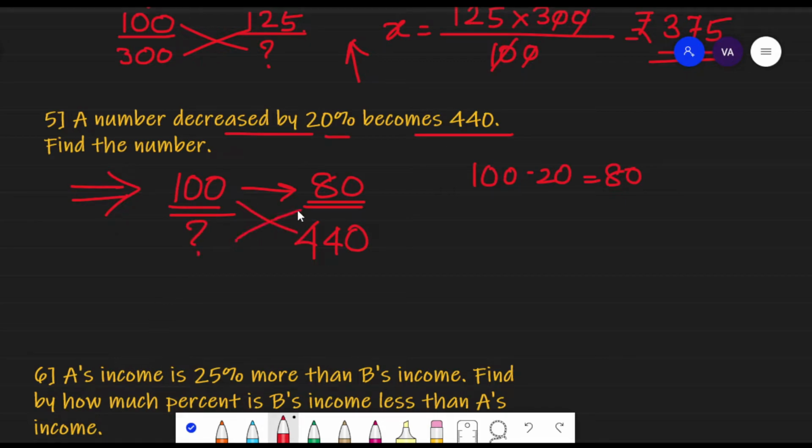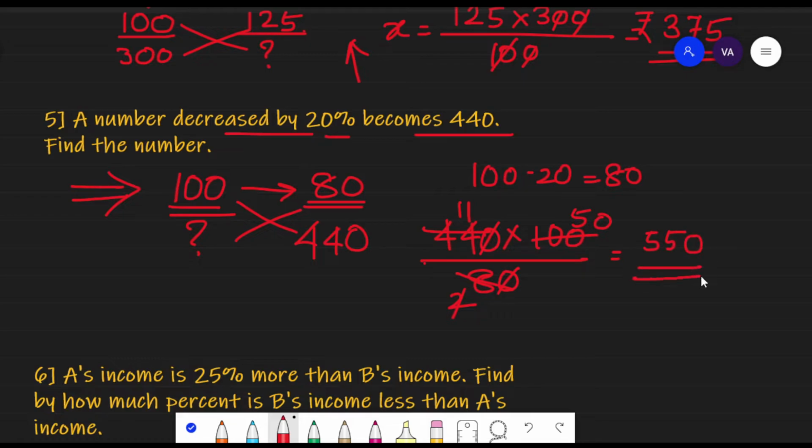So here also we do cross multiplication. The old number is 440 into 100 divided by 80. So we have 4 2s are 4, 4 1s are 4, 2 50s are 100. So 11 5s are 55 and 0. So the original number decreased by 20% becomes 440. That means 440 is the new number, and the original number was 550. And this number decreased to 440 by what percent? 20%.